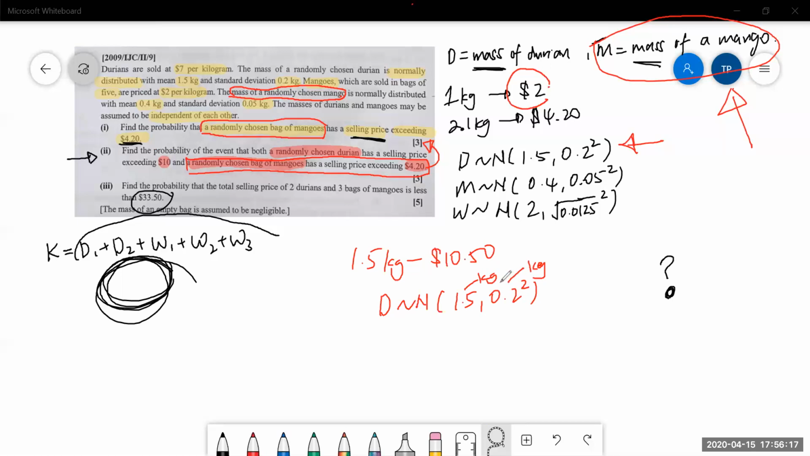So now I have to define D to be in terms of dollars. Yeah, we have to change it to dollars. So it will become 10.5 over here. Then over here, 0.2 squared is 0.04, right? So you have to find, 0.04 kg is how many dollars? Can you find that for me?